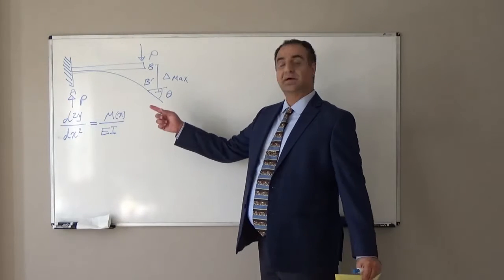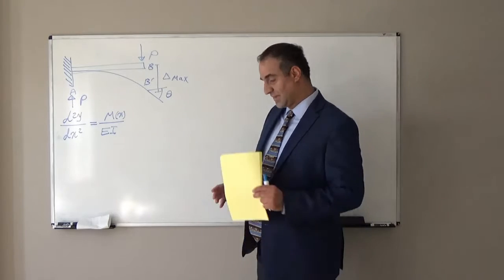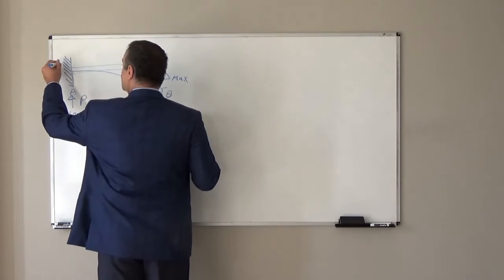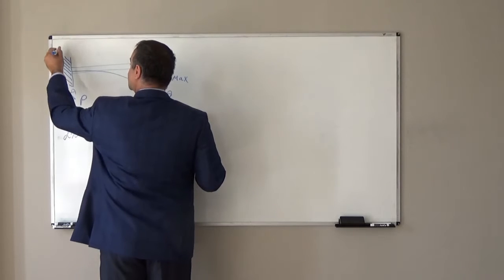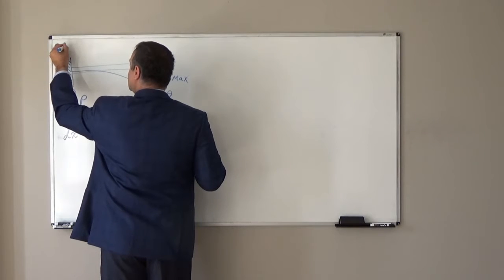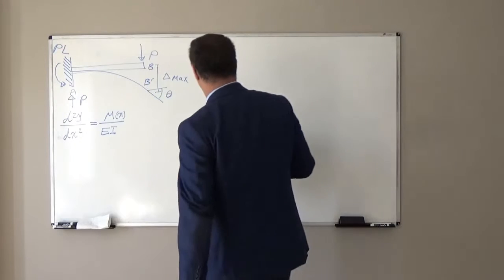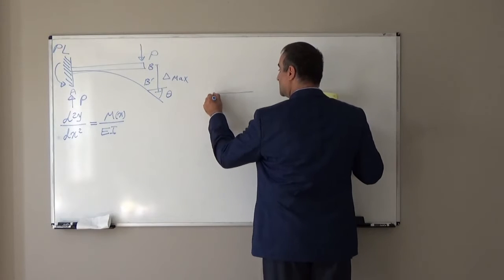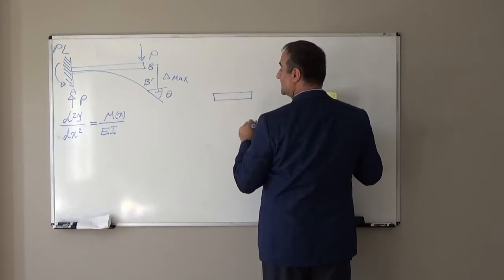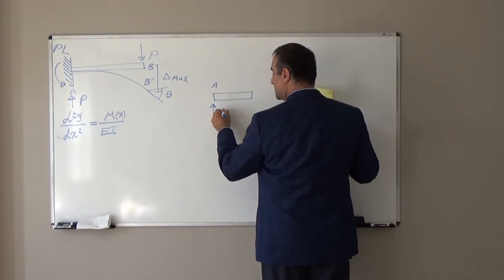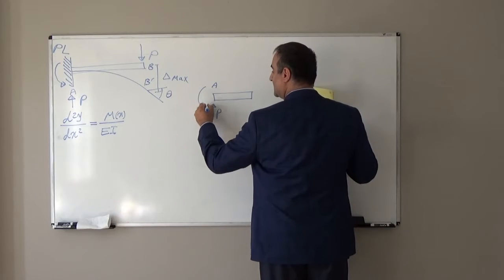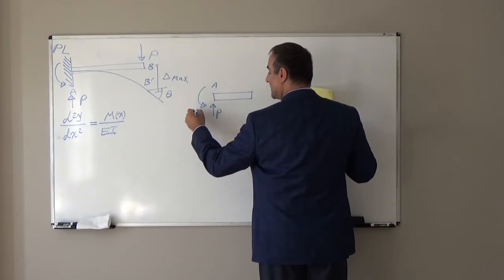How will we find it? Summation of forces in vertical direction. You know that from statics. If we take moment with respect to the support, we will find the support reaction, which will be equal to PL. So now at point A, I have reaction P and I have moment reaction PL.